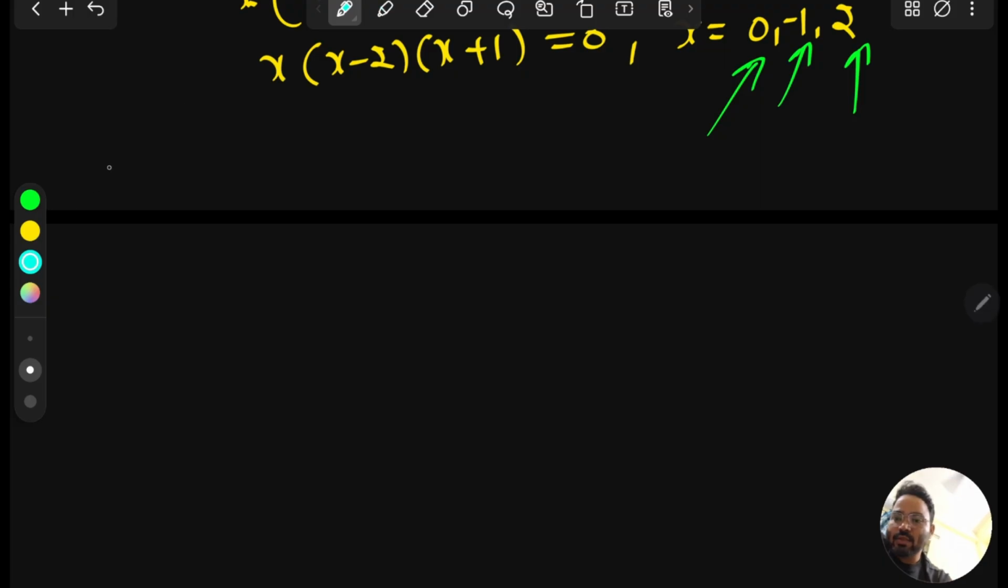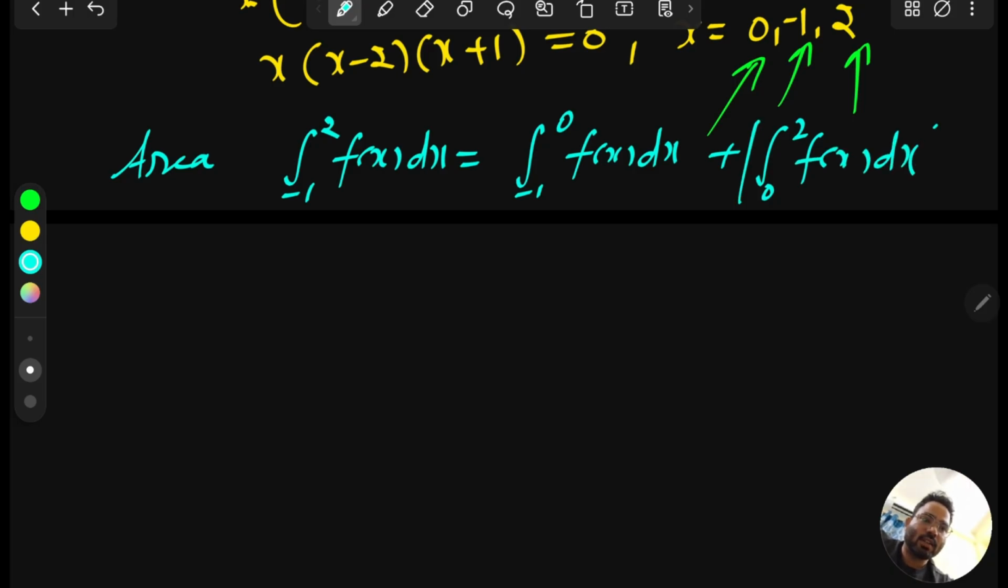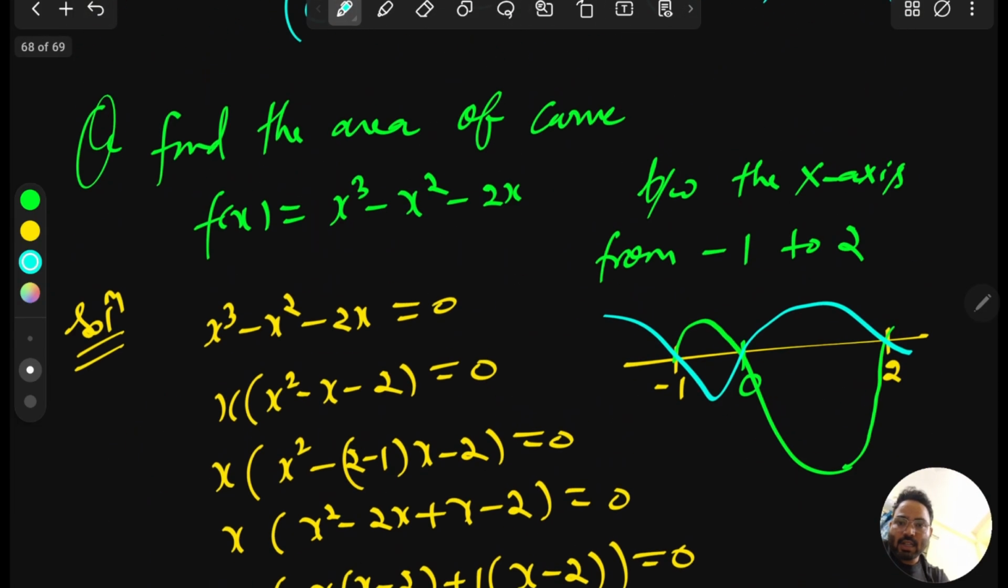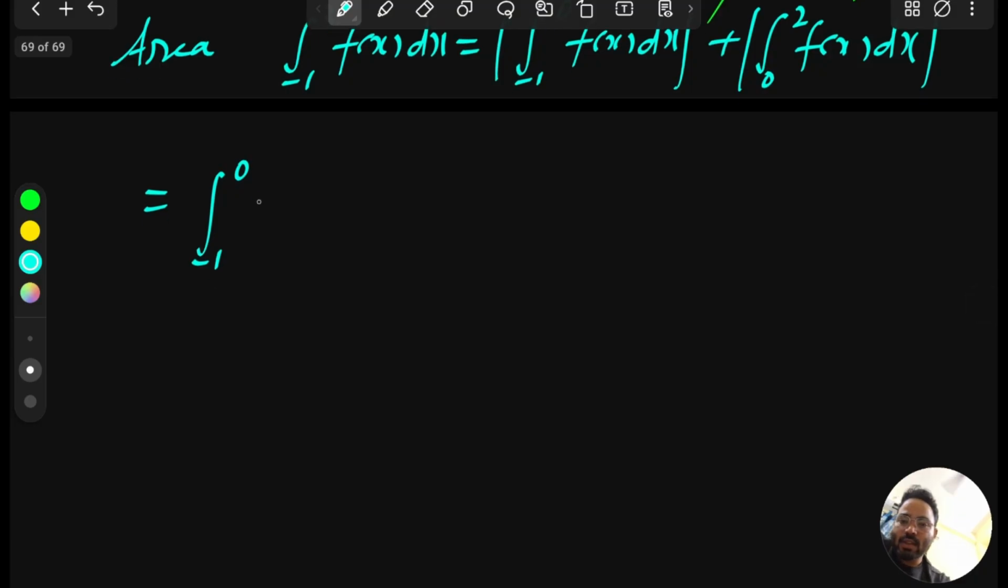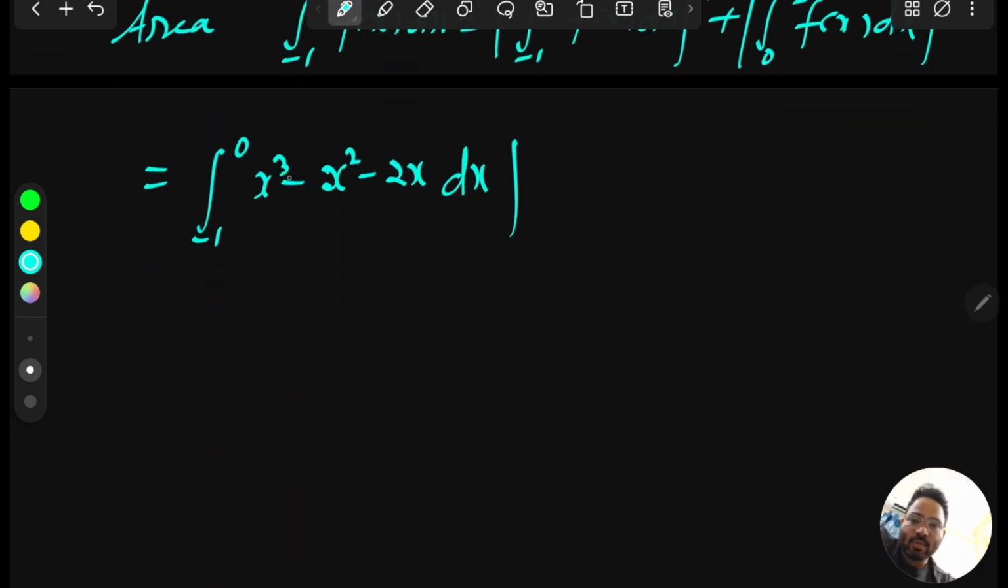So area equal to integration from -1 to 2 of f(x) dx, just divide at 0. So our zero is at 0: integration from -1 to 0 of f(x) dx plus integration from 0 to 2 of f(x) dx. Now just integrate and take the modulus. Our f(x) is x cube minus x square minus 2x, so the area is the modulus of integration from -1 to 0 of x cube minus x square minus 2x dx, plus integration from 0 to 2 of x cube minus x square minus 2x dx.